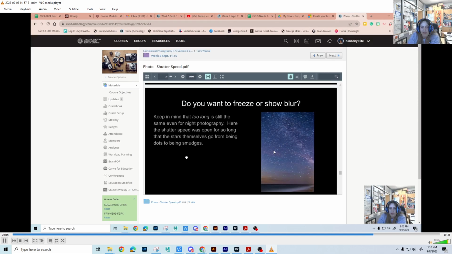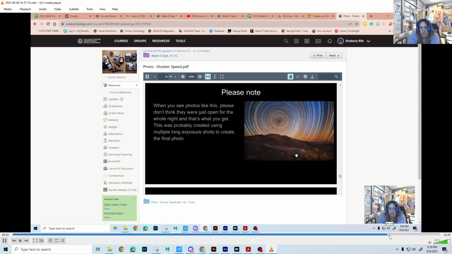So you want to keep in mind that too long is still the same even for the night photography. Here the shutter speed was open for so long that the stars became smudged, and so you can kind of see the blurriness in here of the stars. This one was multiple photos taken over a period of time to get this effect and edited together. They did not just have this open forever and ever, but it still looks pretty cool.